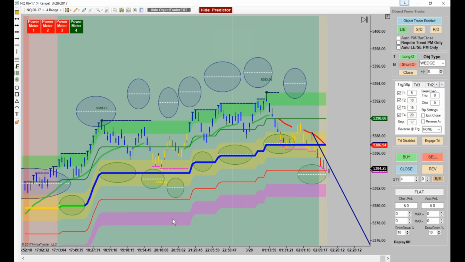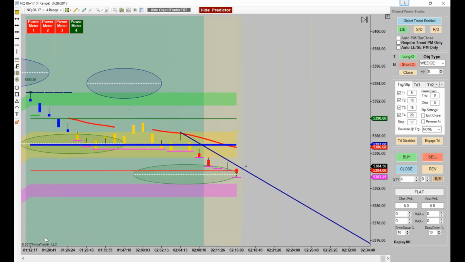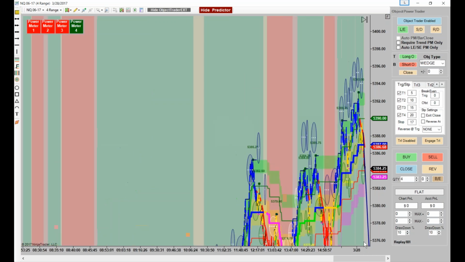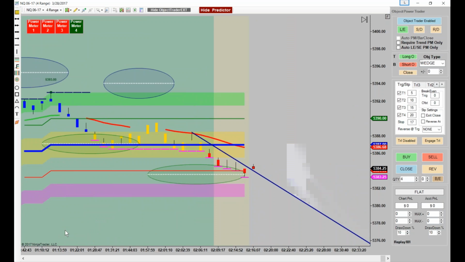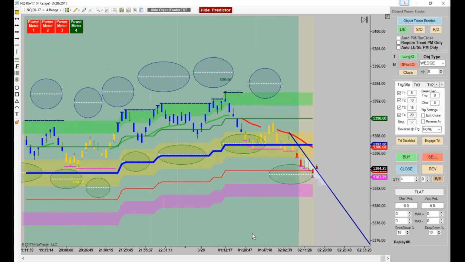Let's see, the predictors get squishy when you spread the chart out. Edward, on your question, if you spread the chart out, is that what you're getting at there? I'm not real sure.